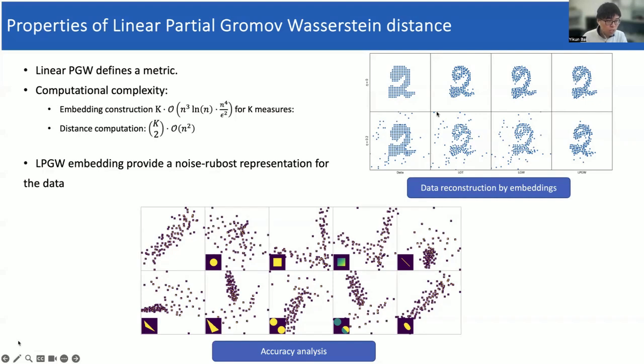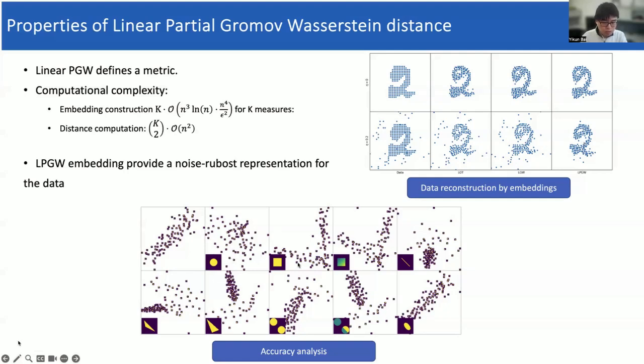And in this figure, we visualize the embedding. So this is the original data. And in the second row, we suppose the data is corrupted by some random noise. And all these three columns represent the reconstructed data from the embedding. So you can see we compare the linear optimal transport embedding, the classical linear Gromov-Wasserstein embedding, and our linear partial Gromov-Wasserstein embedding. And because of the partial Gromov-Wasserstein properties, we can observe when we construct the embedding, most of the noise data is not incorporated. So when we reconstruct the data, this noise data disappeared.